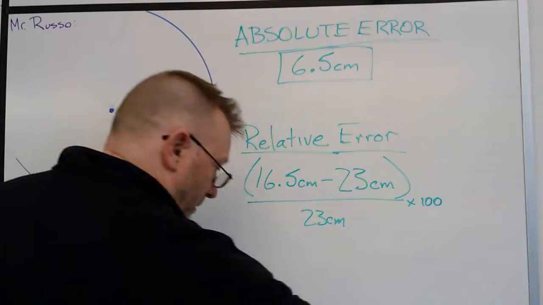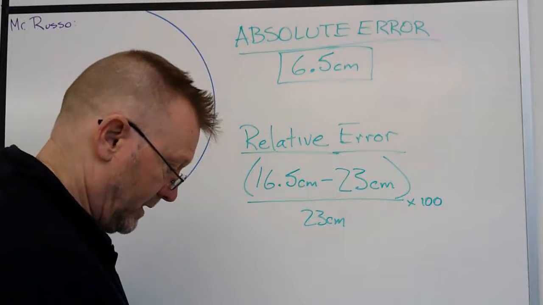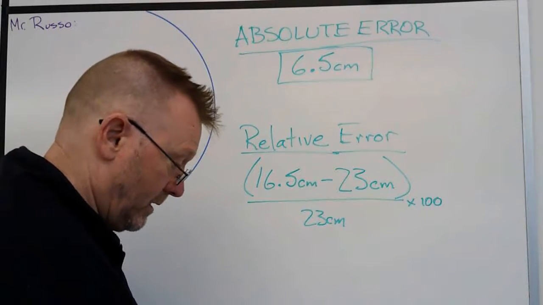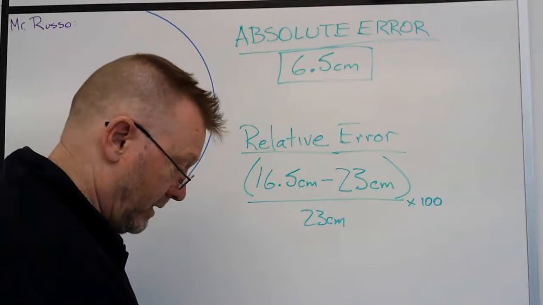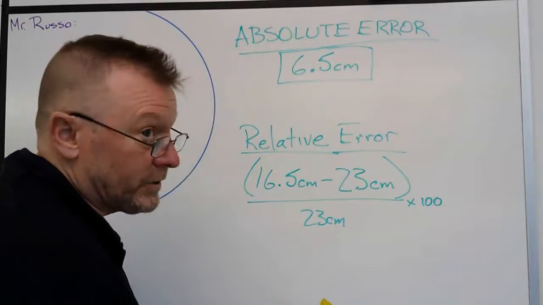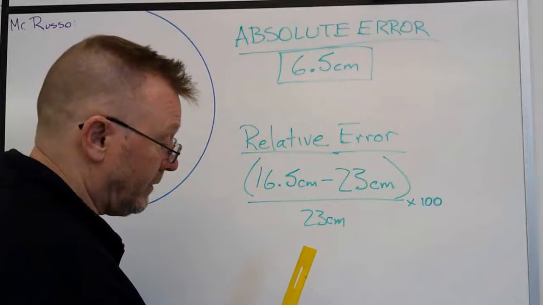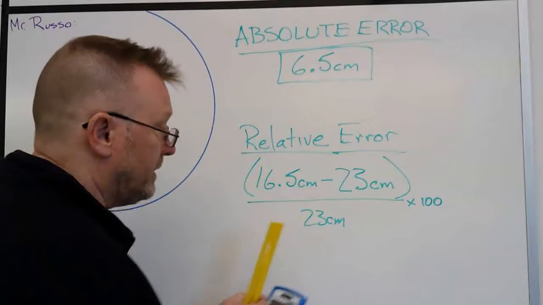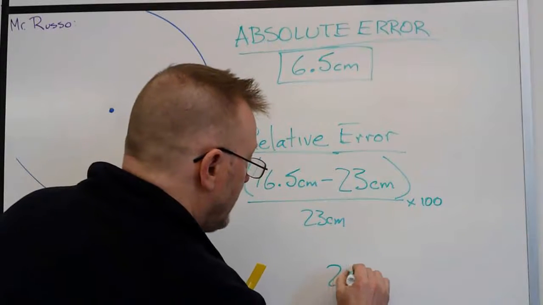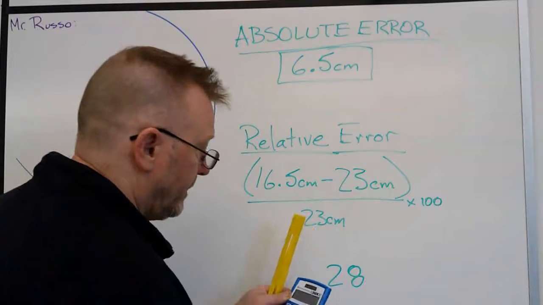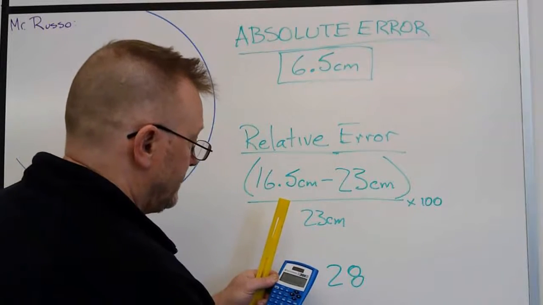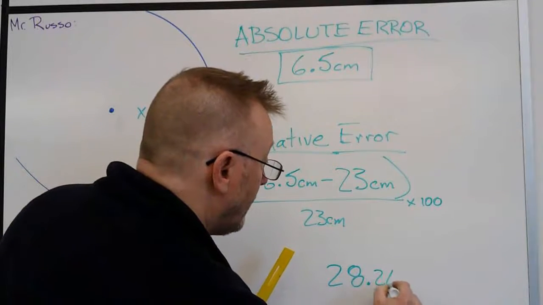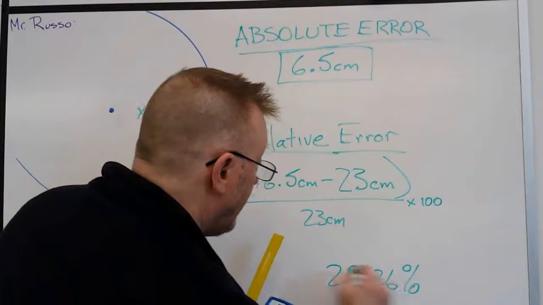All right, so I fire up my calculator, 16.5 minus 23 divided by 23. All right, make sure you use parentheses or hit the equal button because you don't want a PEMDAS error. Negative 0.28, so that would be 28, and the rule for significant figures for percent, anything beyond 2 places is really insignificant, so 0.26%. And that's a negative.